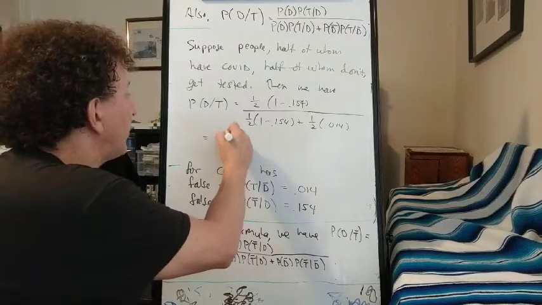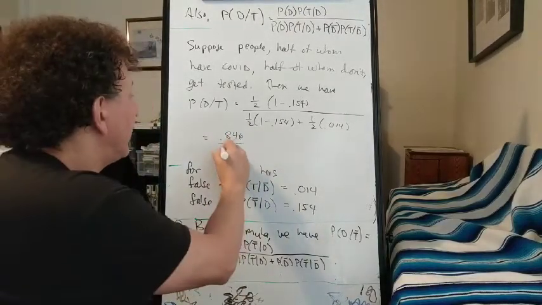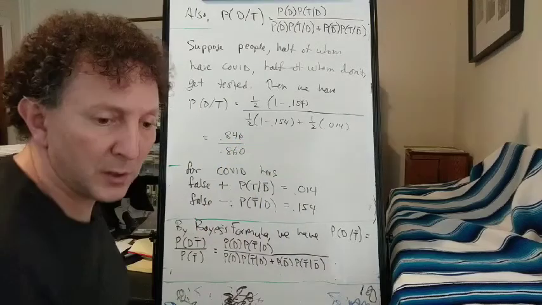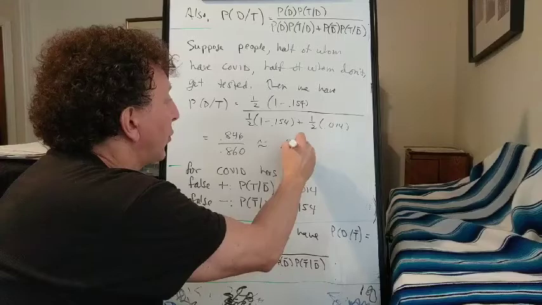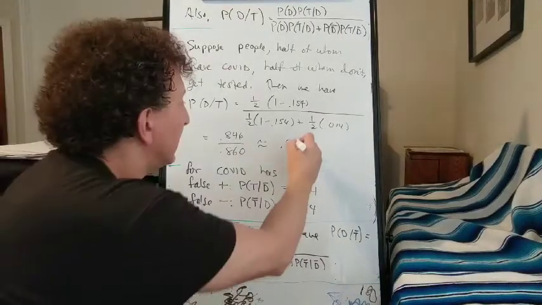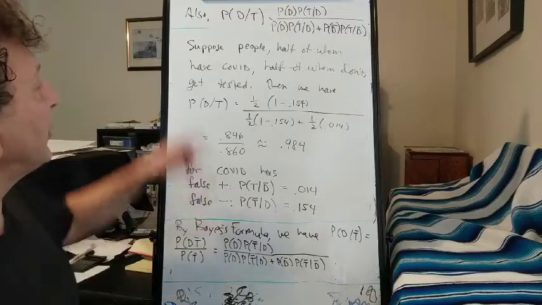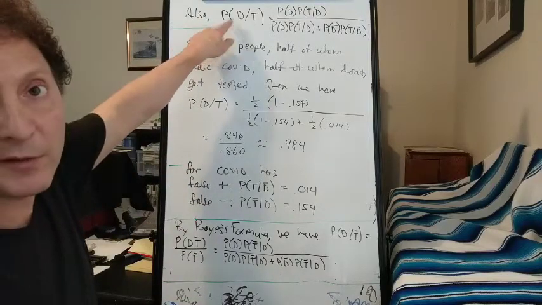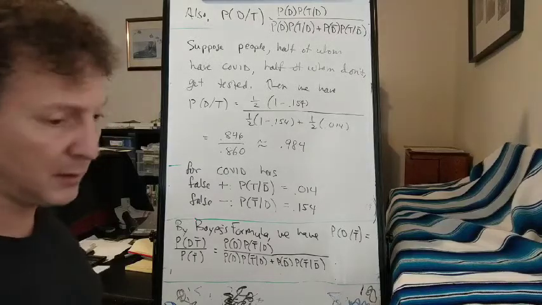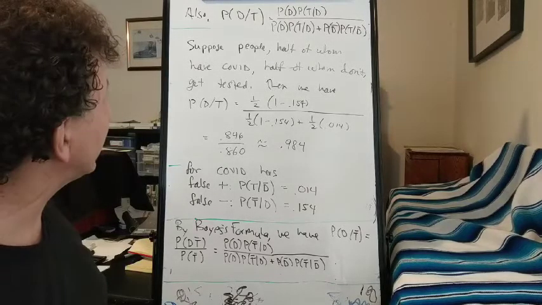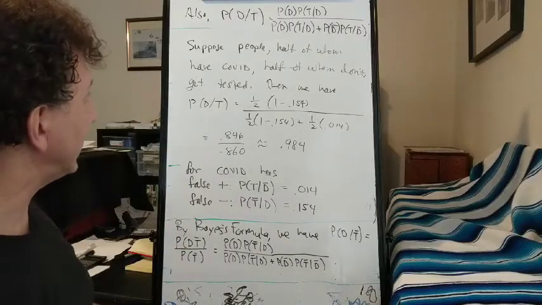So I get that this is 0.846 over 0.860, approximately 0.984. So the probability of actually having the disease, given that the test is positive, is very high. All right, now let's look at the probability of having the disease, given that the test is negative.